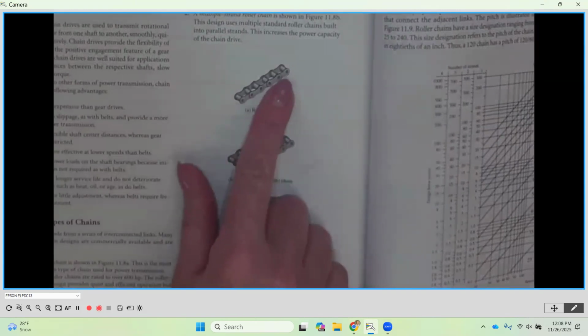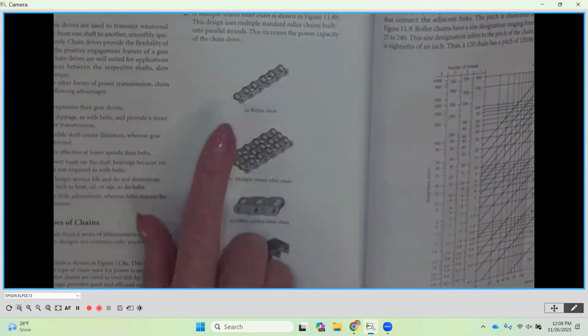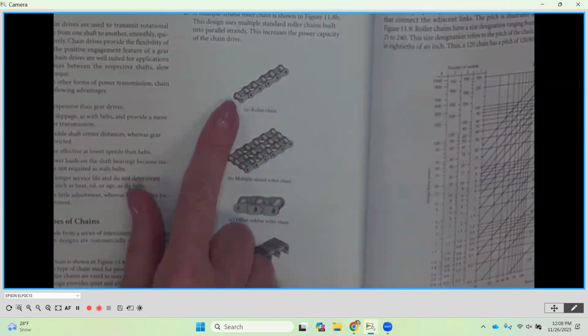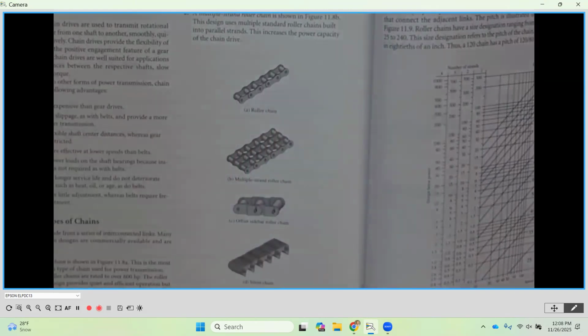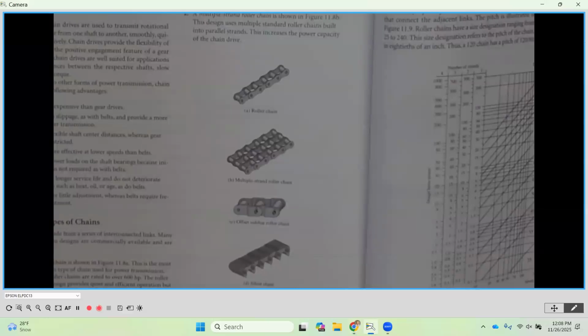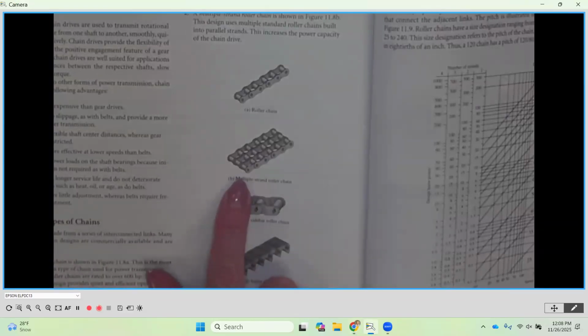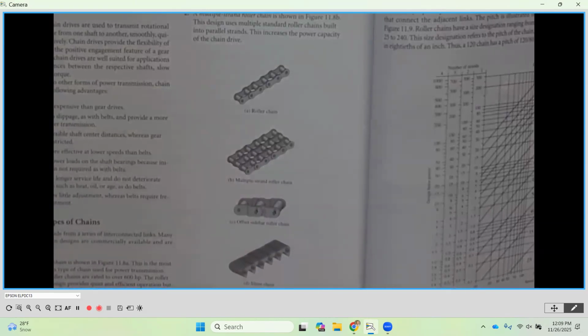You'll notice that this is a single strand, and it's got two side plates, and it's got a little pin going across, most often referred to as the roller, and that's why it's called a roller chain. Then you're going to notice that we have them where we have multiple strands. So we can have 2 strands, 3 strands, 4 strands. I think then it might skip up to 6 and such.